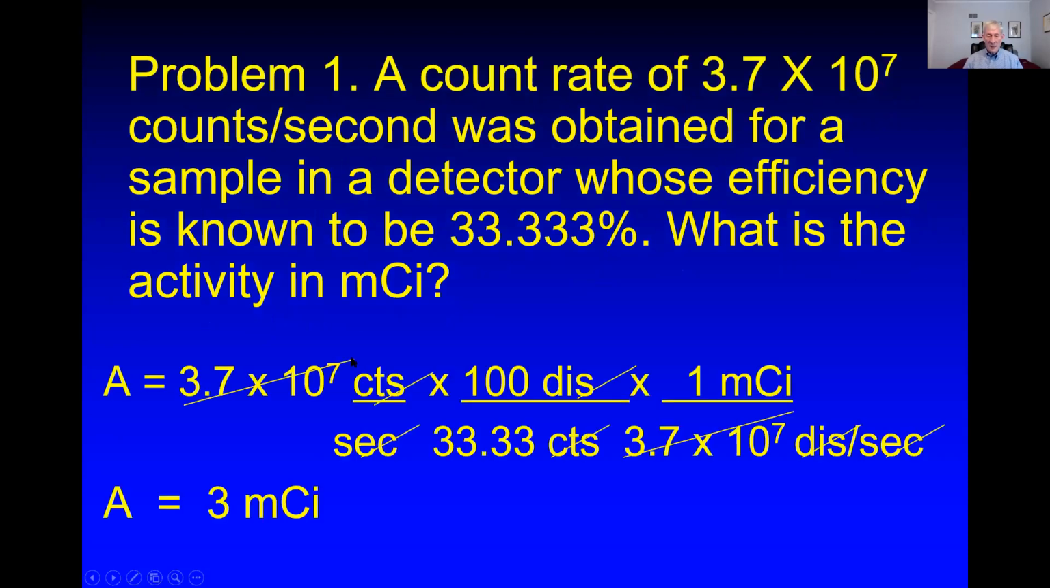You won't have trouble following it. I gave you this number, counts per second. Here's that fraction. We know the detector efficiency is this. So from 100 disintegrations, we get 33 counts. Counts cancel. Times 1 millicurie is this many disintegrations per second. Disintegrations cancel. Seconds cancel. Counts have already canceled. 3.7 times 10 to the 7th conveniently cancels with 3.7 times 10 to the 7th. And what are you left over with? 100 over 33.33 millicuries, which is exactly 3 millicuries. So don't be fooled. If you see 3.7 times 10 to the 7th counts per second, it cannot possibly be a millicurie because we don't have a detector that's 100% efficient.